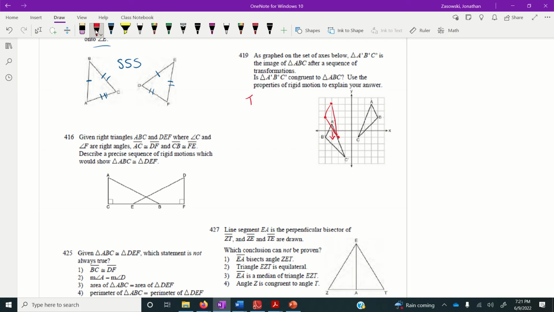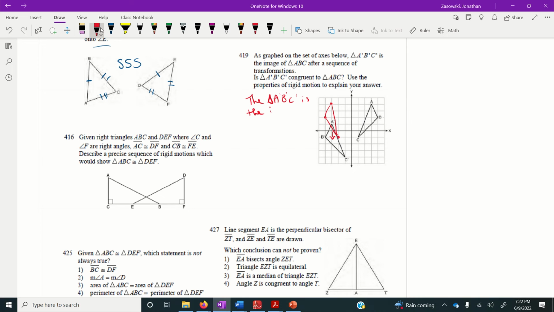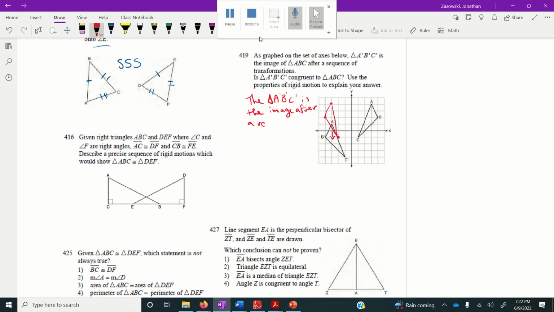We can say that the triangle A prime, B prime, C prime is the image after a reflection and translation. You could say that these both preserve distance and angle measure.